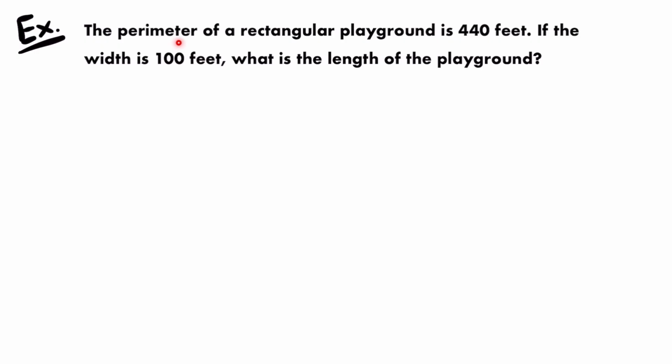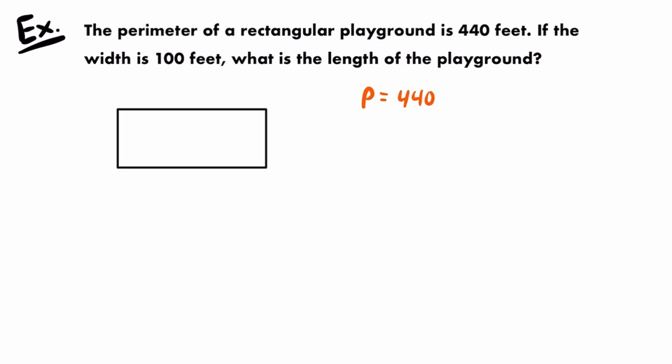Next up, we have the perimeter of a rectangular playground is 440 feet. If the width is 100 feet, what is the length of the playground? Okay, so the first thing that we should do here is draw a picture. Draw a rectangle that will represent this playground. We know that the perimeter P is 440 feet, so I'm going to write that down right away. P is equal to 440, and then the width is 100 feet.